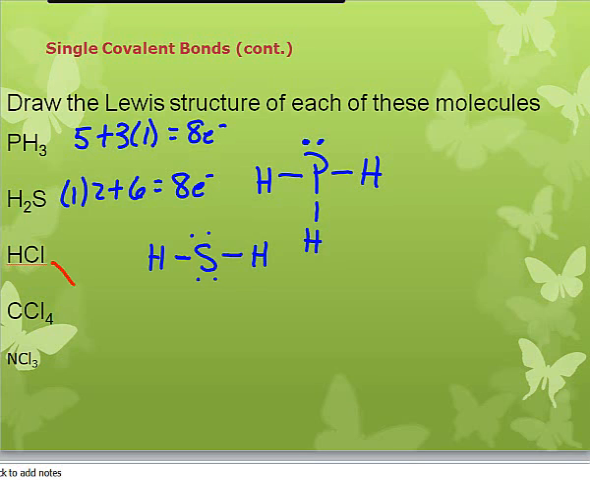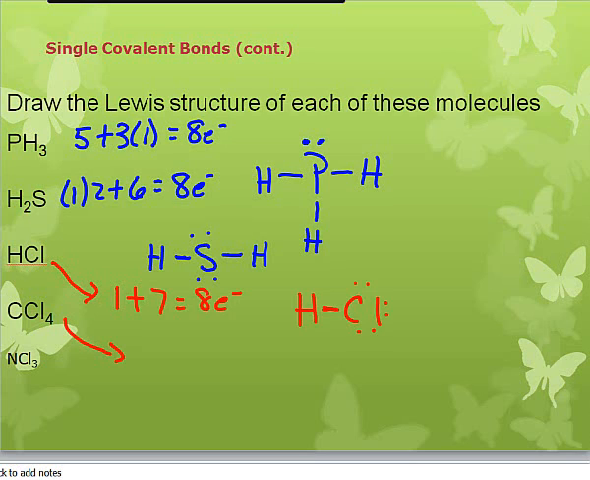Let's do HCl. Hydrogen has 1 and chlorine has 7 valence electrons, which makes a total of 8 electrons. So we have hydrogen and chlorine. That makes 2. So now we have 3, 4, 5, 6, 7, 8. That is the Lewis structure for hydrogen chloride.